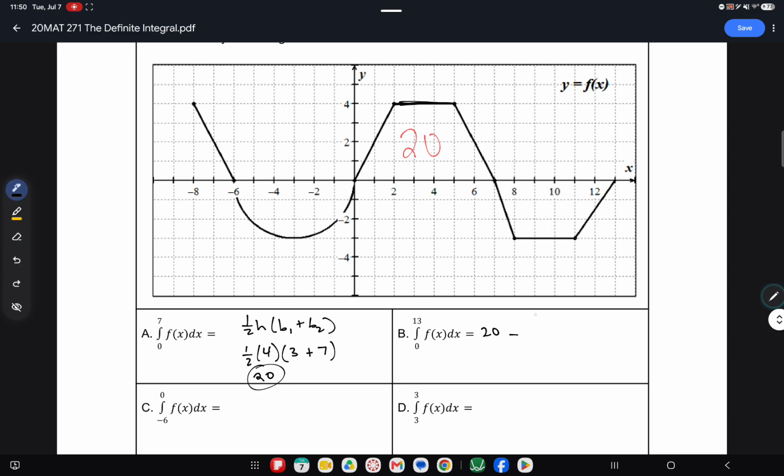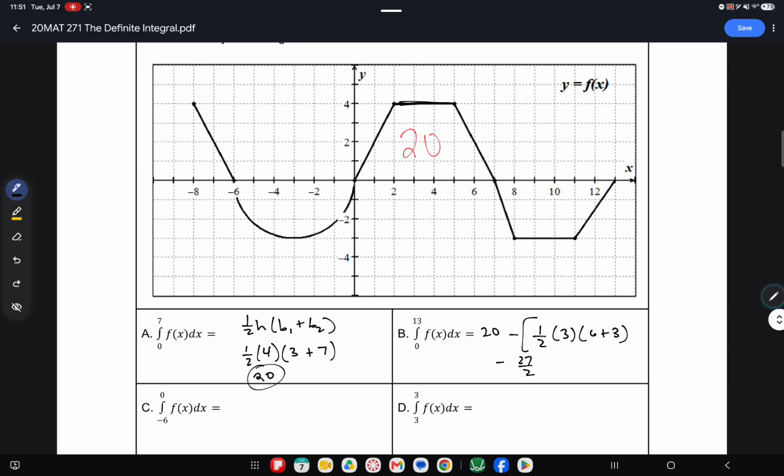It's another trapezoid. So 1/2 the height. This time the height is 3. And then the 2 bases. So 1, 2, 3, 4, 5, 6. And 1, 2, 3. All right. So let's see. We'll have 20 minus, and then was that 9? 9 and 3 makes 27. And that's 27 over 2.